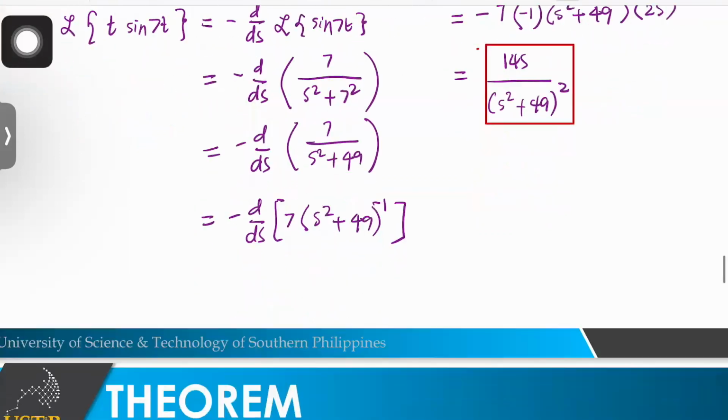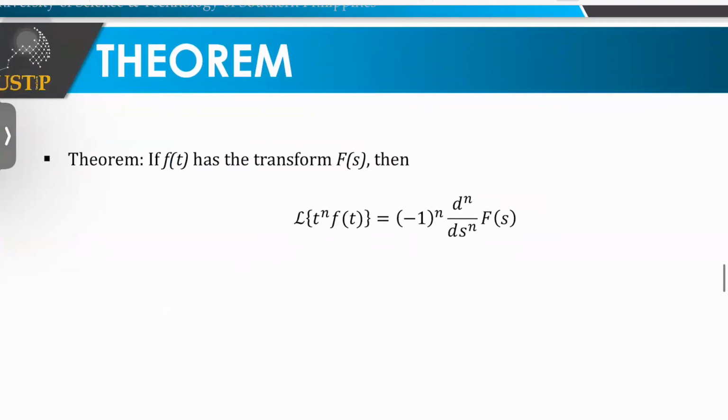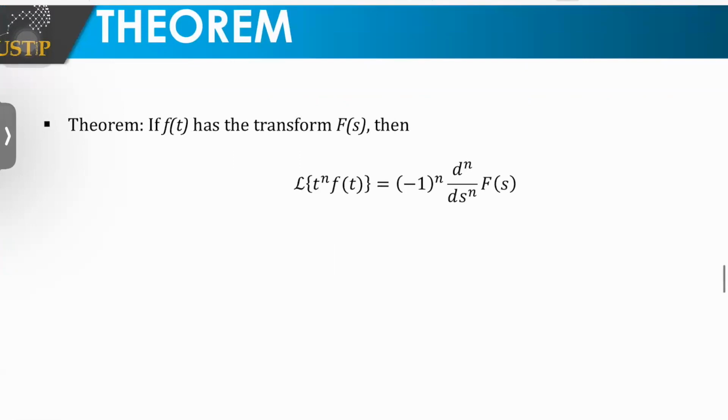I'm going to go ahead to the general form of the Laplace transform of t raised to n. Okay, what happens if your f of t is multiplied by t to the n? Earlier it was just t, where your n is equal to 1. So generally, the Laplace transform of t to the n times f of t is equal to negative 1 raised to n times the nth derivative of F of s. Meaning, the higher the exponent of your t, the higher the derivative you take of your F of s.